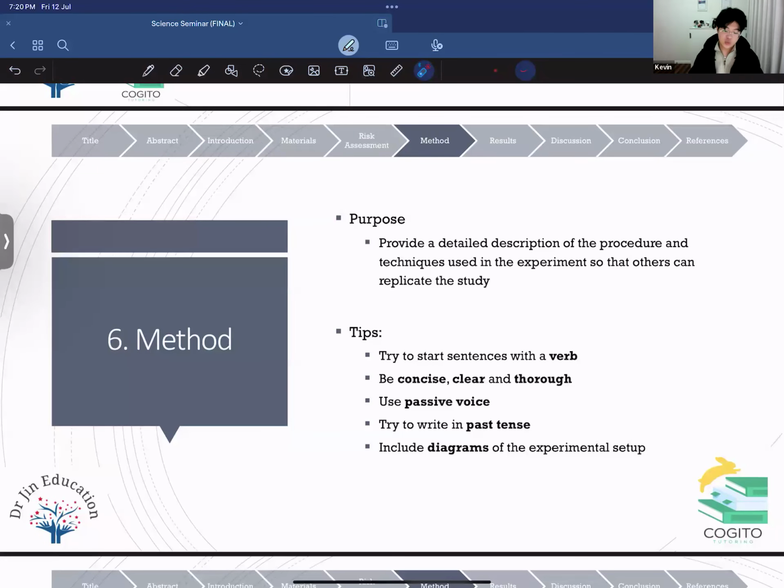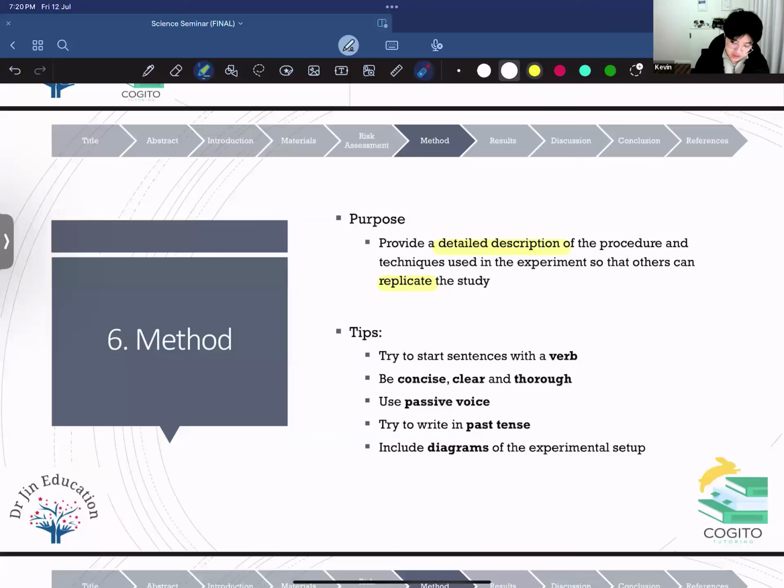Method now. Let's talk about the method. The purpose of the method is to provide a detailed description of the procedure and techniques used in the experiment so that others can replicate the study. Once again, replication is key. You must contain enough information so that someone else can read it and replicate it.